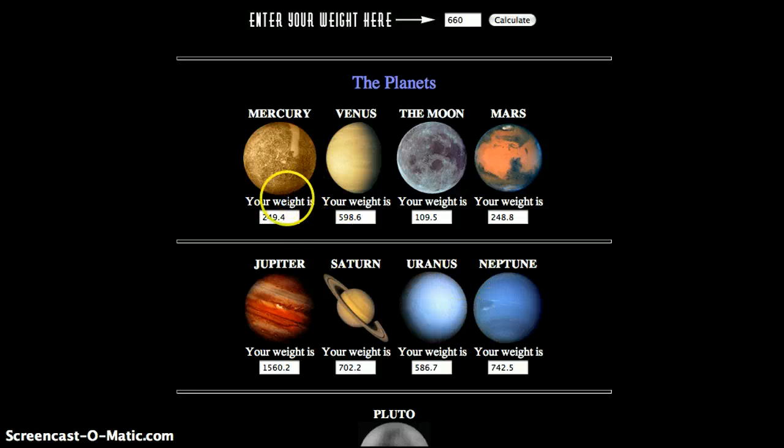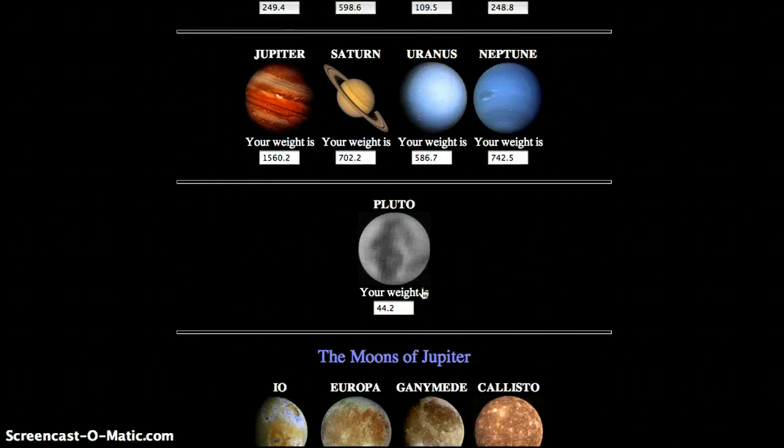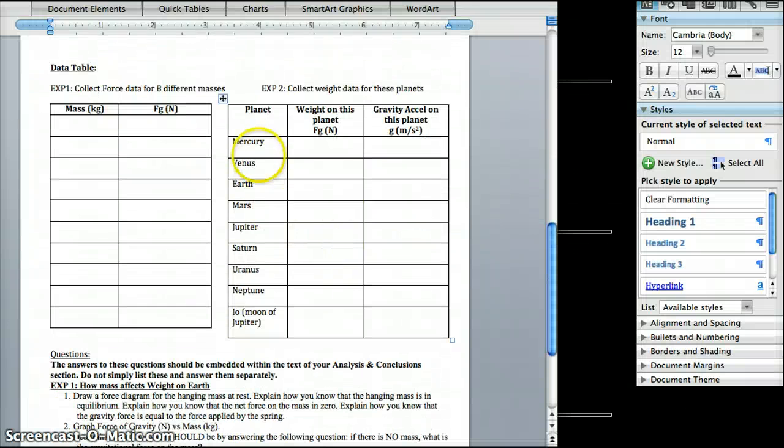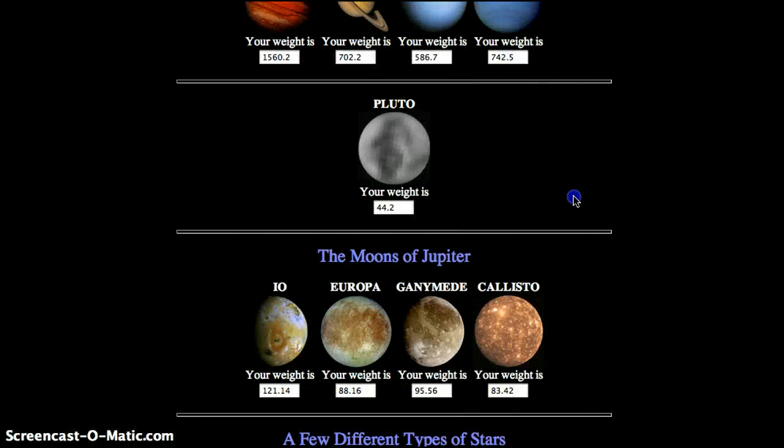the website will provide you with what your weight would be in newtons on each of these planets. And you want to record all of these that are listed on the data sheet. So they're all listed on the data sheet. Basically, you're filling in this table. Weight on this planet comes from this website where it says your weight is. These units are newtons, assuming you did the conversion correctly at the beginning.